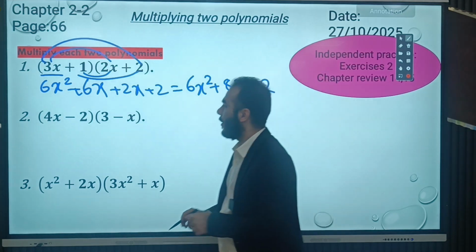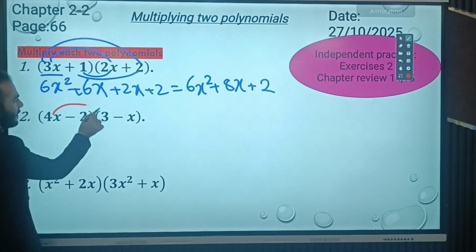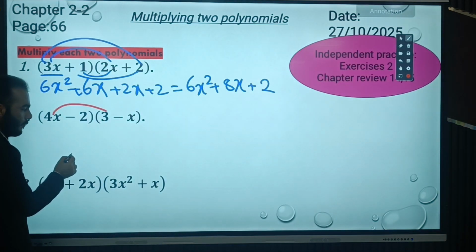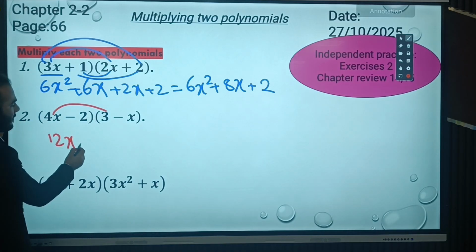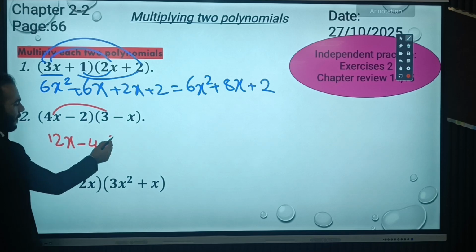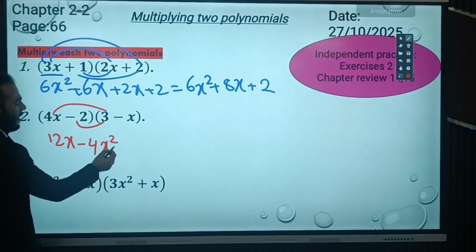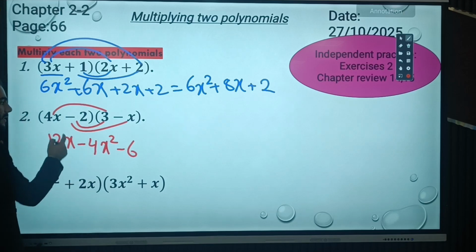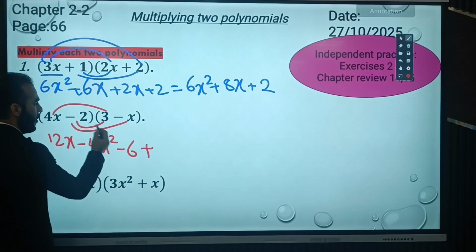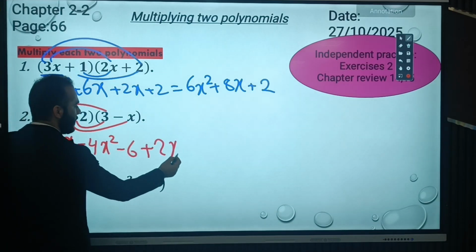Okay, so here, 4x times 3, perfect, 12x. 4x times negative x, 4 times negative 1, negative 4, x times x, x squared. Negative 2 times 3, it's equal to negative 6. Negative 2 times negative x, negative times negative, positive, 2 times x, 2x.